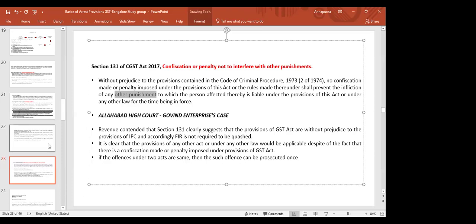My doubt is, confiscation and penalty are already imposed under GST. Take the example under Section 129: the vehicle is intercepted and a penalty of 200% is imposed. Yes, sir. Then the next doubt is, can that person be prosecuted under 132? Why is that section there, you tell me?